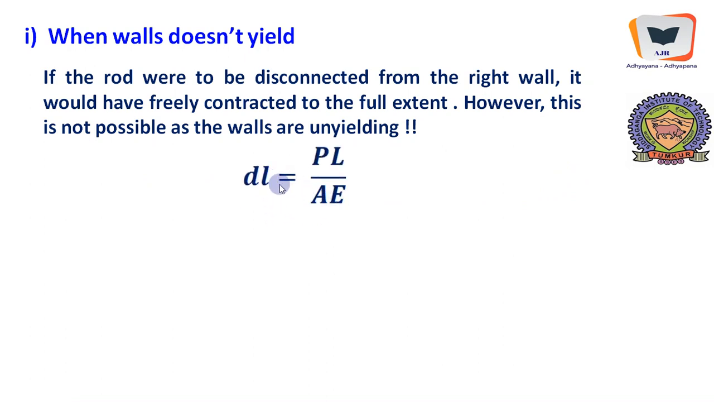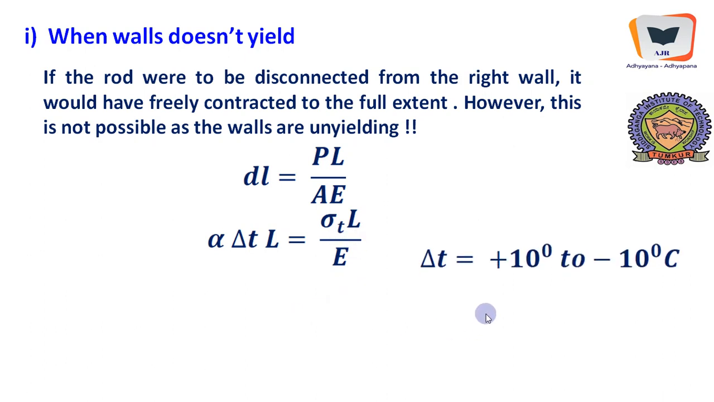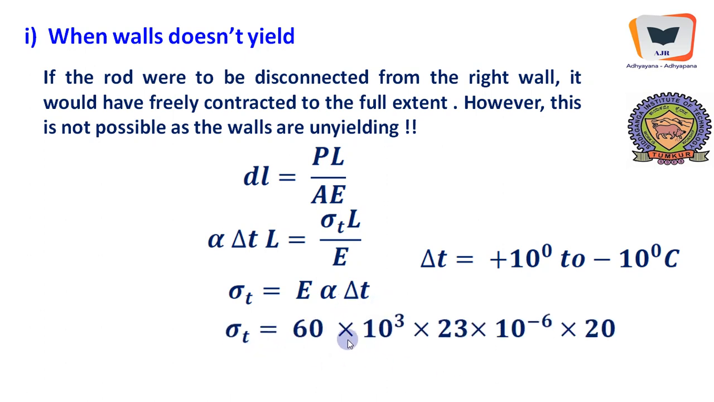Therefore we will apply this formula: change in length equal to PL by AE, and change in length exclusively due to temperature is alpha delta T into L, equal to sigma T into L by E. Delta T is plus 10 degree to minus 10 degree, therefore it becomes 20 degree. Change in temperature is 20 degree. Sigma T equal to epsilon E, which is E into alpha into delta T, and we will substitute the values. This is the value of E, this is the value of alpha, this is the value of delta T. We will get sigma T equal to 27.6 MPa.